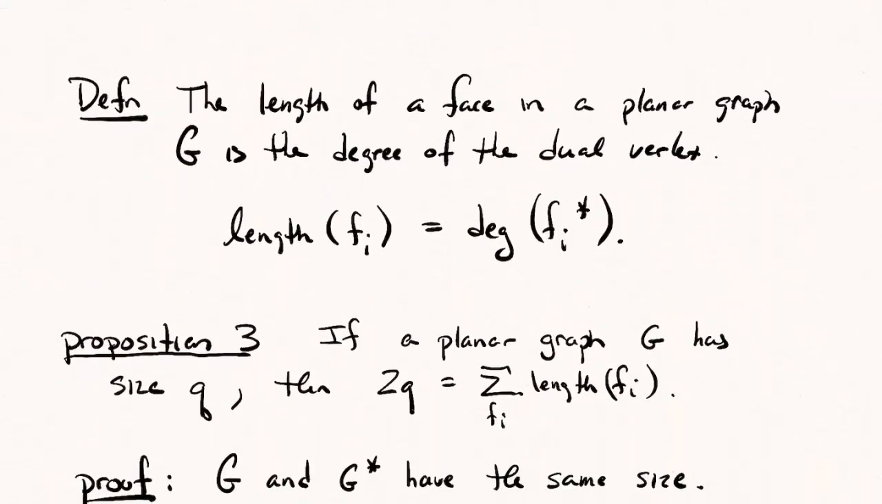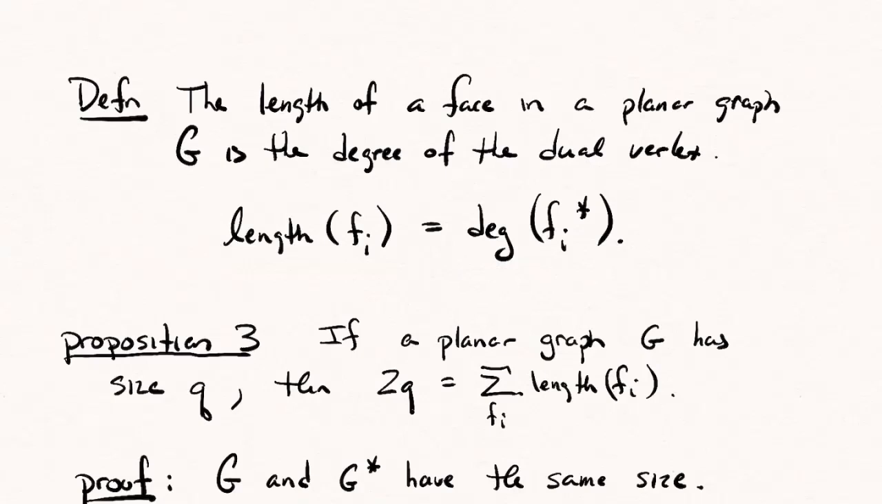We gave this definition before when we were talking about planar graphs, the length of a face. I talked about it in terms of the total lengths of all the closed walks bounding the face. Here's an alternate definition that's equivalent to it. The length of a face in a planar graph is just the degree of the dual vertex that corresponds to that face. So notationally, the length of the face Fi is just the degree of the dual vertex Fi star.